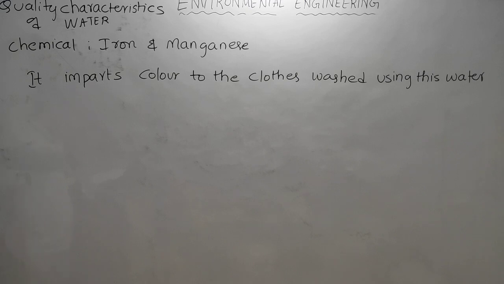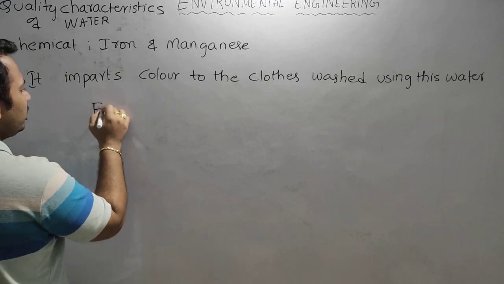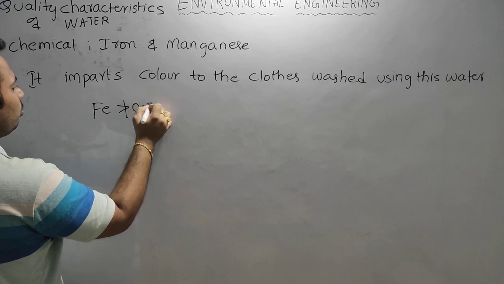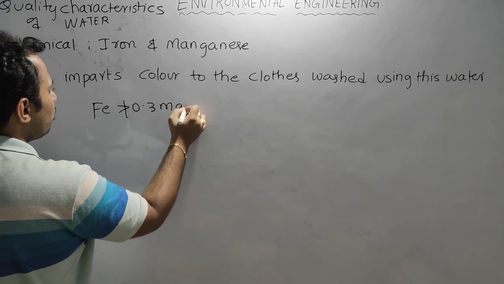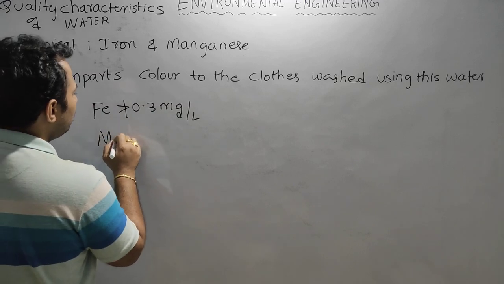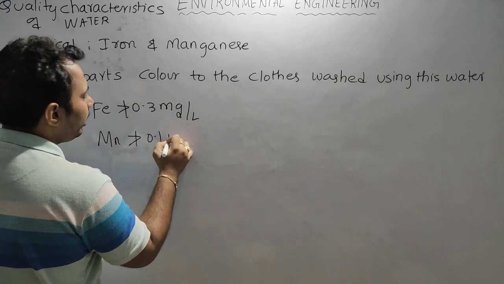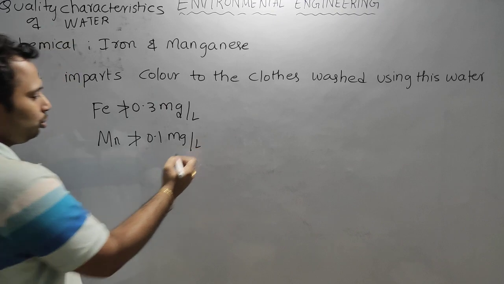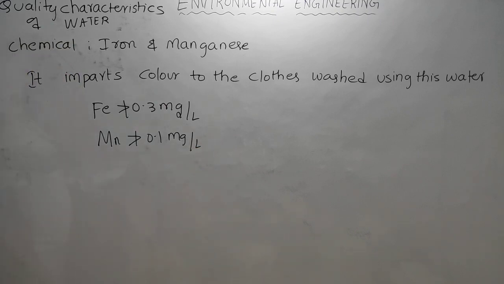So that is why the limit of iron as per IS 10500 2012 is 0.3 mg per liter. It should not be more than 0.3 mg per liter. Similarly, manganese should not be more than 0.1 mg per liter. So these are the limits given by the Indian Standard Code. Okay, there is no relaxation given.